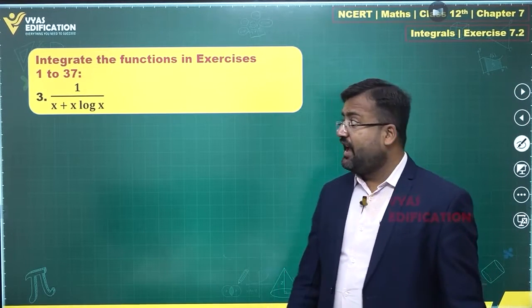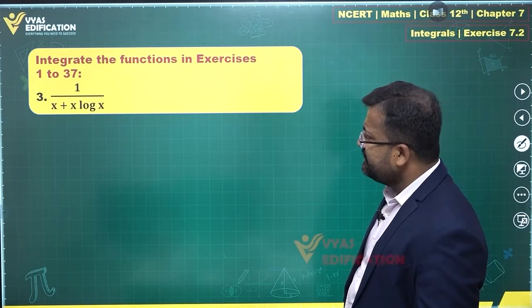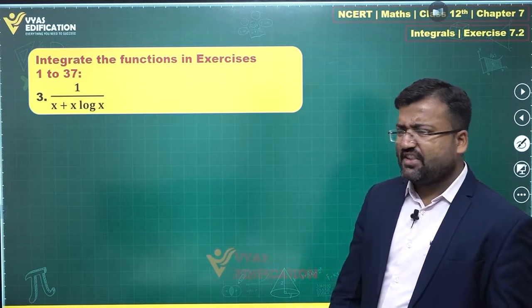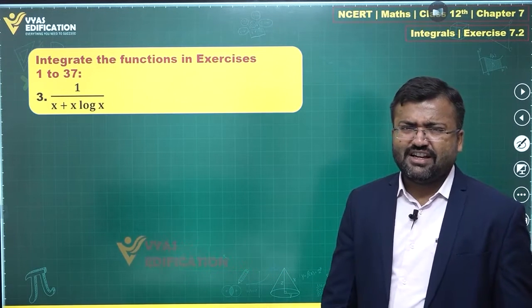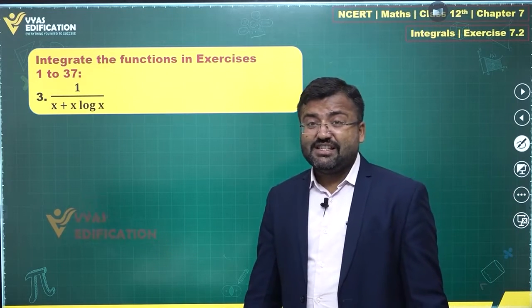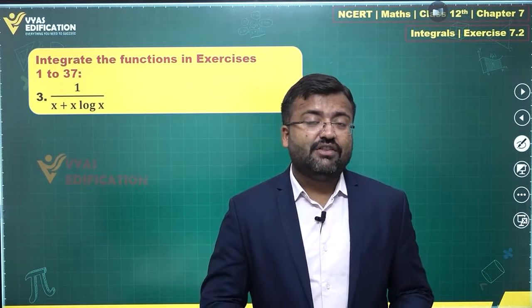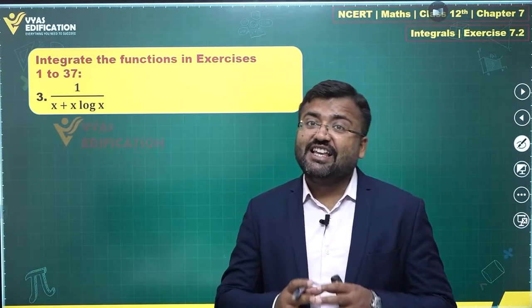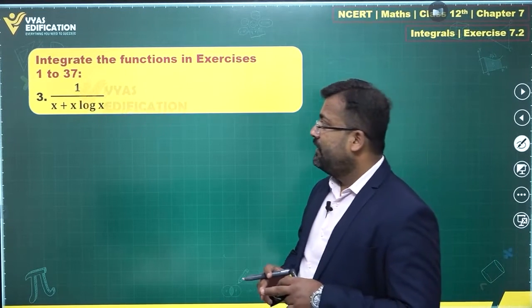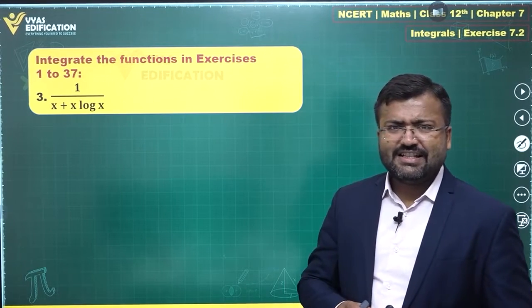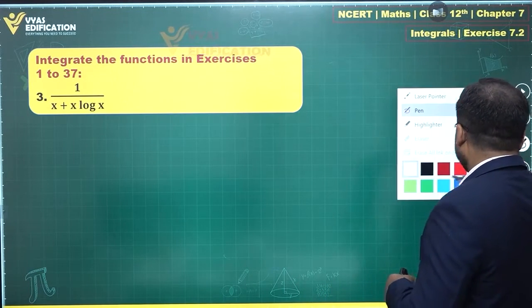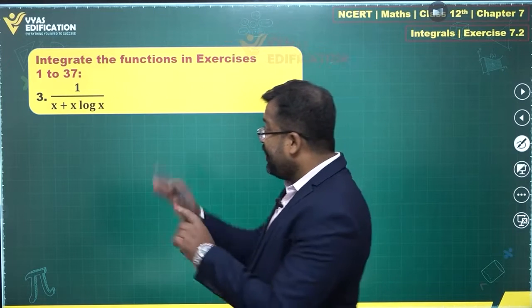In the third question, we have 1 upon x plus x log x. Once again, that log x is creating a problem. So we can substitute log x in terms of something. That is one idea we already have. But if there is a 1 by x somewhere, do you see a 1 by x there? Yes, there is a 1 by x. It's hidden, not in plain sight.